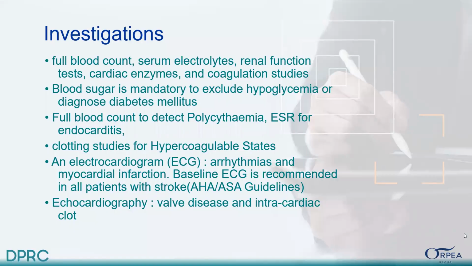The investigations, as we said, we have to do all the investigations that we could do, like the CT, MRI, full blood count, serum electrolytes, renal function, and blood sugar to know if the patient is diabetic. Full blood count to detect polycythemia or endocarditis, clotting studies for hypercoagulable states, and ECG for arrhythmias and myocardial infarction.